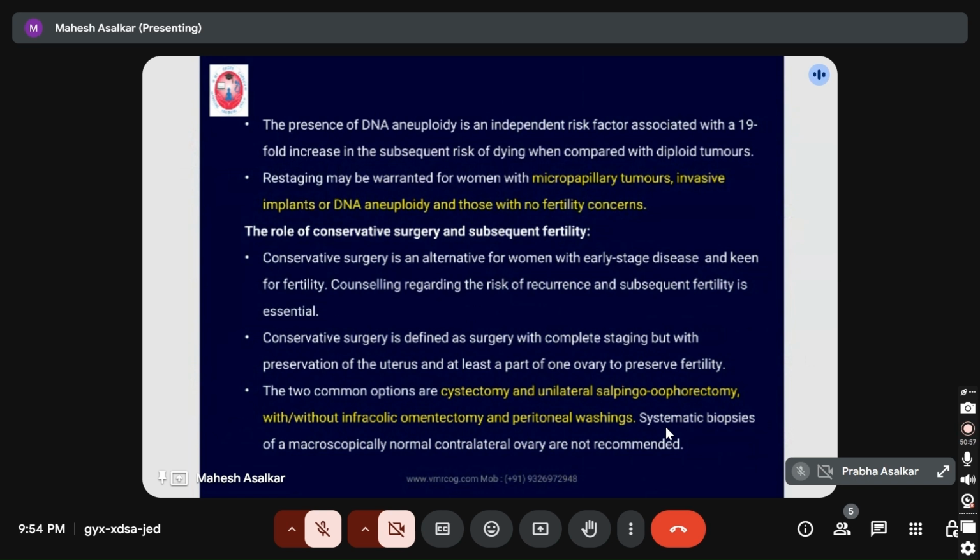The two common options are, one, a cystectomy, and second, a unilateral salpingo-oophorectomy with or without infracolic omentectomy and peritoneal washing. So you will always take the peritoneal washing. You may carry out the infracolic omentectomy, and surgery may be cystectomy or unilateral salpingo-oophorectomy if you want to preserve the fertility of the patient. Systematic biopsies of a macroscopically normal contralateral ovary are not required. So if the opposite ovary is normal, then additional biopsy is not required.